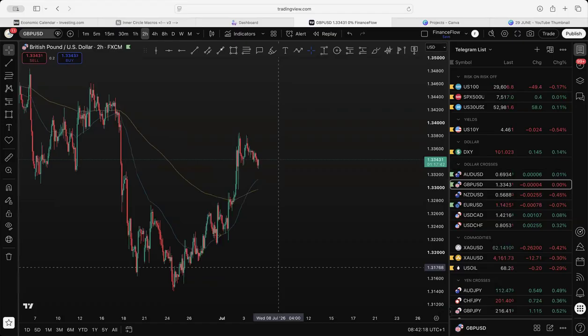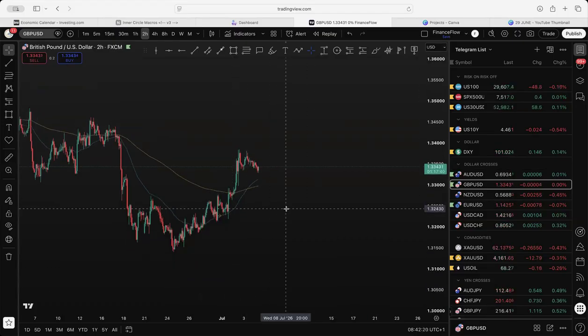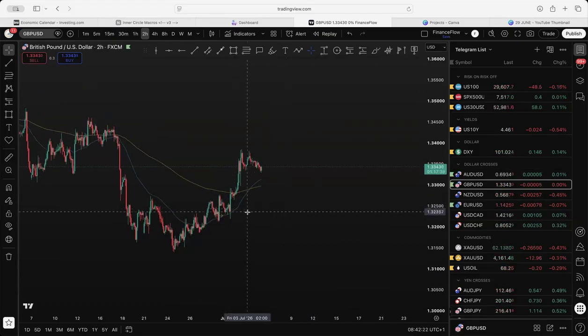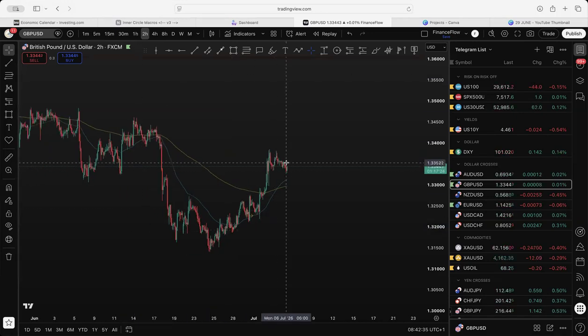GBP as well, we'd stayed clear of. It's had a big push and it's held there, so I'm going to stay away from it. Obviously, we've got a bit of news coming out in about half an hour. That's why we kind of stayed away.